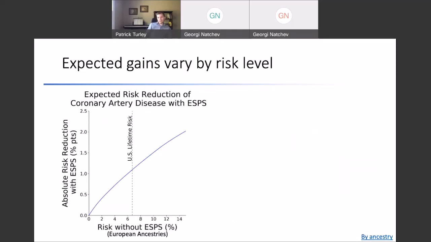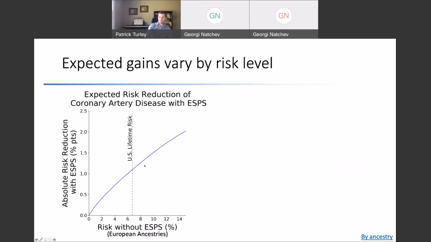Another important factor is that the expected reduction in risk is going to vary by risk level. So I've moved on to thinking about clinical outcomes. In this case, I'm looking at coronary artery disease. And so for someone who is just an average person, so the US lifetime risk of coronary artery disease is about 7%. And so an average person drawn from the population, if we use current polygenic scores for coronary artery disease, and tried to select the one who has the lowest risk of coronary artery disease, then we can reduce the risk of an average person by about 1 percentage point, so from 7% down to 6%.